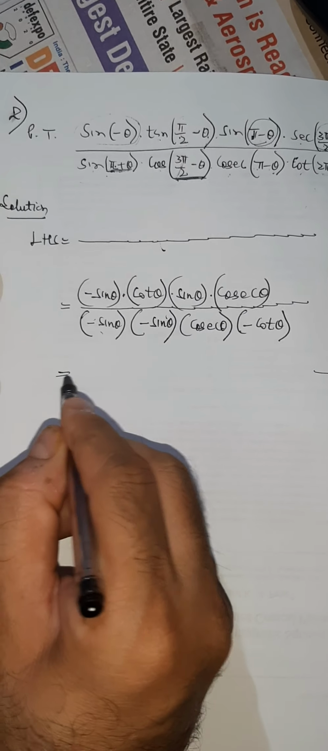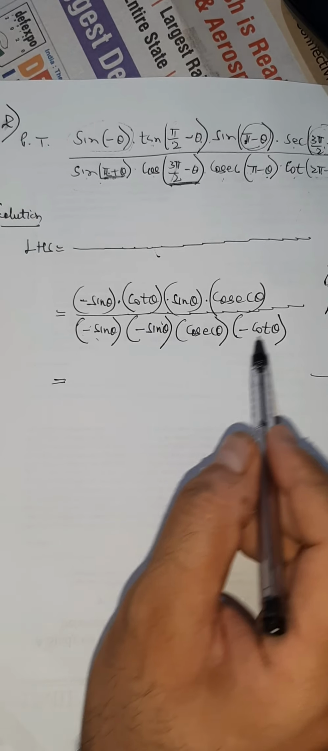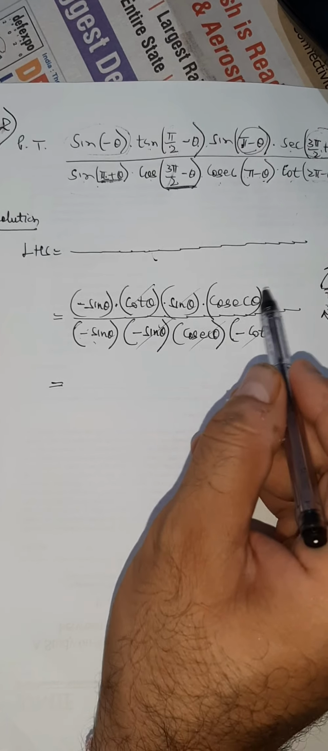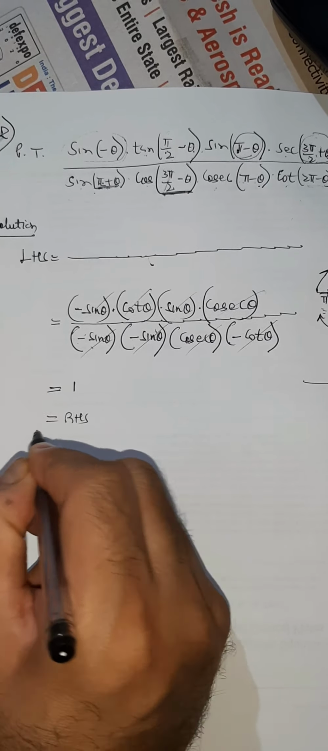Now you will see that 1, 2, 3, 4. So our minus sign will get cancelled. Cot will get cancelled. Sine will get cancelled. Cosec will get cancelled. Sine will get cancelled. So this is 1. This is RHS.